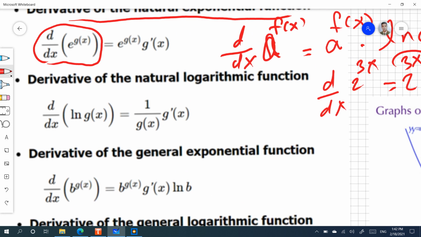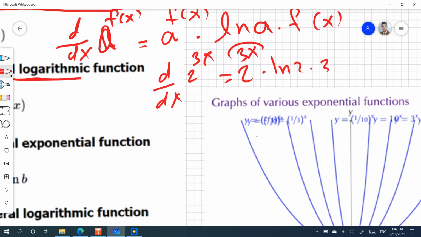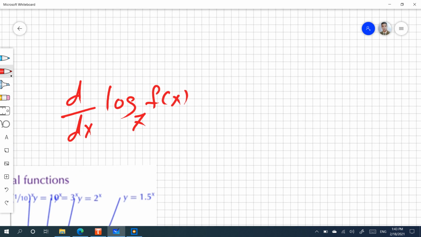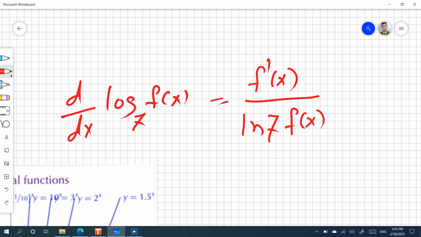The second part is the derivative of the logarithm function. If we have the logarithm function log to base 7 of f of x, the derivative of this function will be the derivative of the function divided by ln 7 times the function of x.